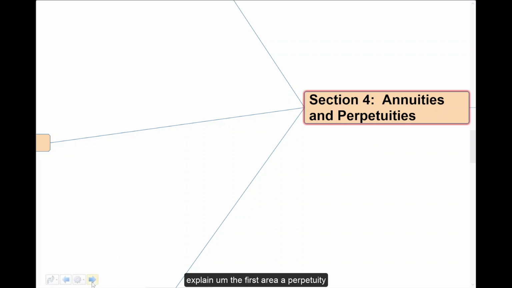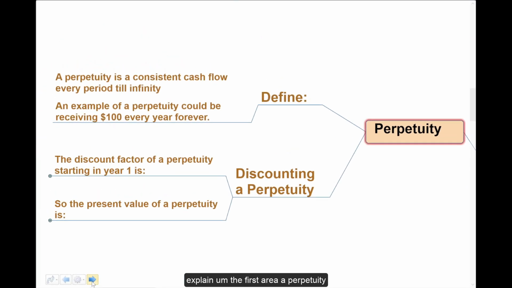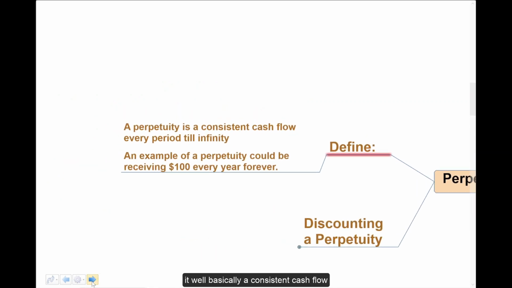Let me explain. The first area, a perpetuity. What do we mean by a perpetuity? Let's define it. Well, basically, a consistent cash flow every period till infinity. In other words, a cash flow forever. So an example might be $100 every year forever.